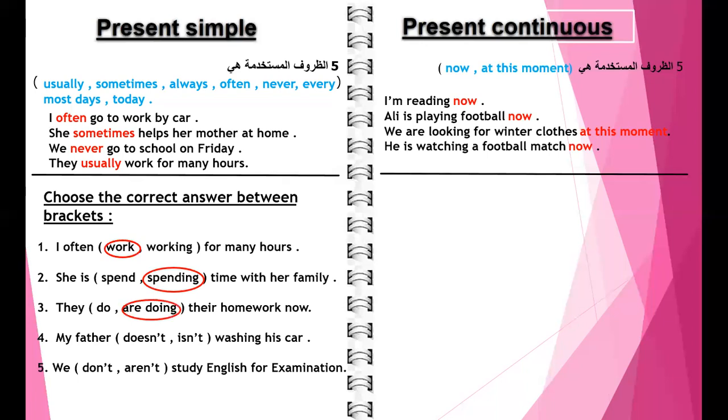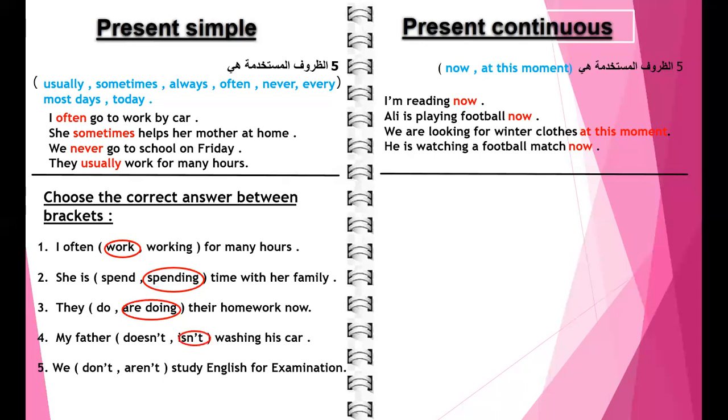My father doesn't or isn't washing his car. لاحظ أنا ممكن أستعمل doesn't وممكن أستعمل isn't لكن الدليل اللي يساعدني على الاختيار هو المين verb. إذا كان الفعل الرئيسي wash بدون ing we use doesn't بالنفي. أما بما أنه مضاف له ing إذا معنى ذلك هو present continuous we use isn't. So my father isn't washing his car.